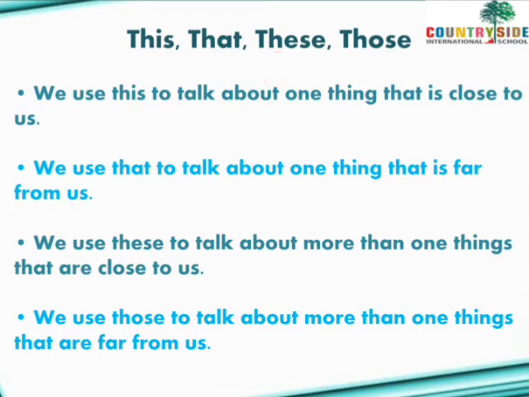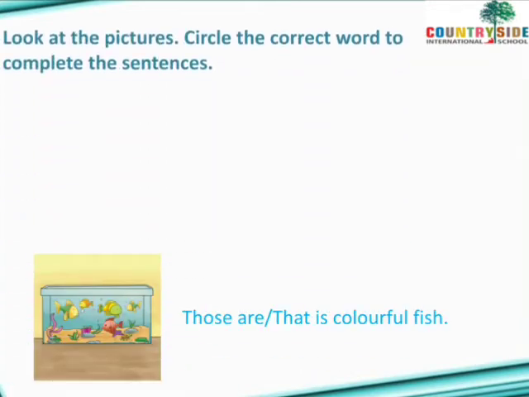We use these to talk about more than one thing that is close to us. So when there is more than one thing and those things are close to us, we are using these. Last one, we use those to talk about more than one thing that is far away from us. So when the things are far away from us and it is more than one, at that time we are using those. Alright. So now on this basis we are going to do an exercise.